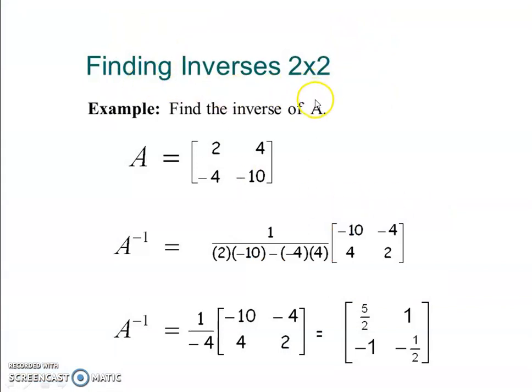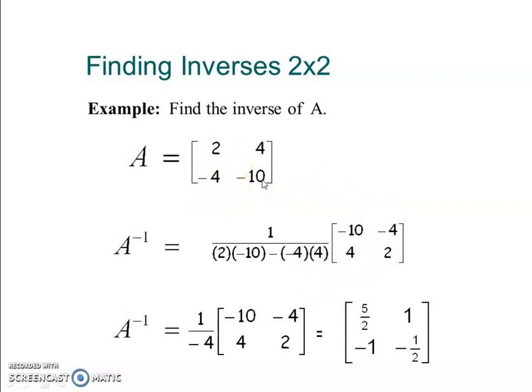Find the inverse of a 2 by 2 matrix. Example: find the inverse of A, where A is equal to [2, 4; -4, 10]. Then A inverse is equal to, we put the values of A, B, C, D. So, 1 upon 2 into minus 10, minus remains the same, minus 4 into 4. Instead of 2, we have to write minus 10.